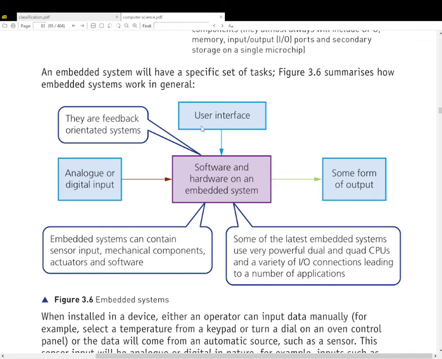But in some instances, we have user interfaces. Some of these embedded systems, or most of them, have a way of giving out feedback. So they're generally feedback oriented. Now, it might have an analog or digital input as the main element of it. Then an embedded system can contain sensors as input, mechanical components, actuators, and software.